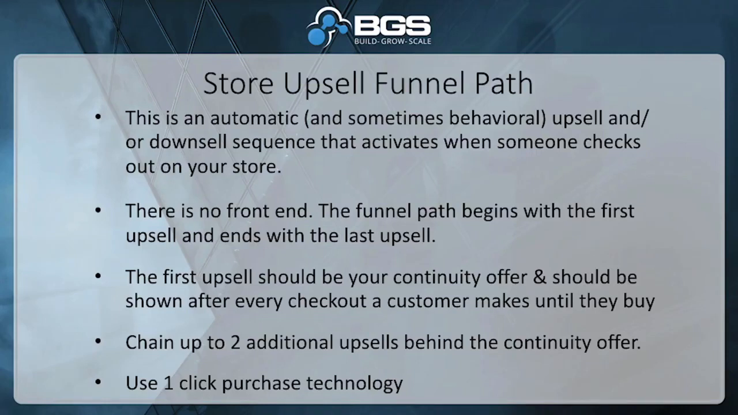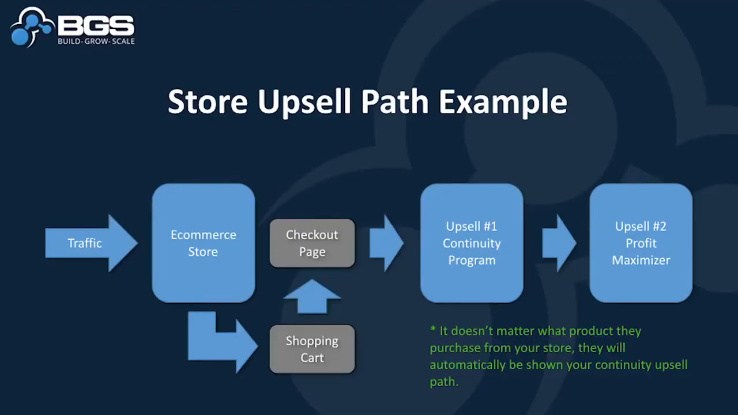What you may start doing is you may have variations of your offer to still pitch the same continuity. And you can chain up to 2 additional upsells behind the continuity offer. Same kind of concept. So how does that look? Store, shopping cart, checkout, upsell to continuity. It's the same thing except we're talking about the store being your front end, right?